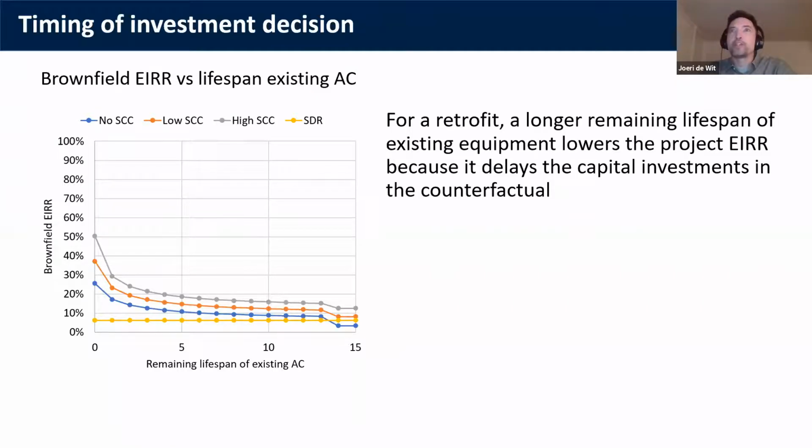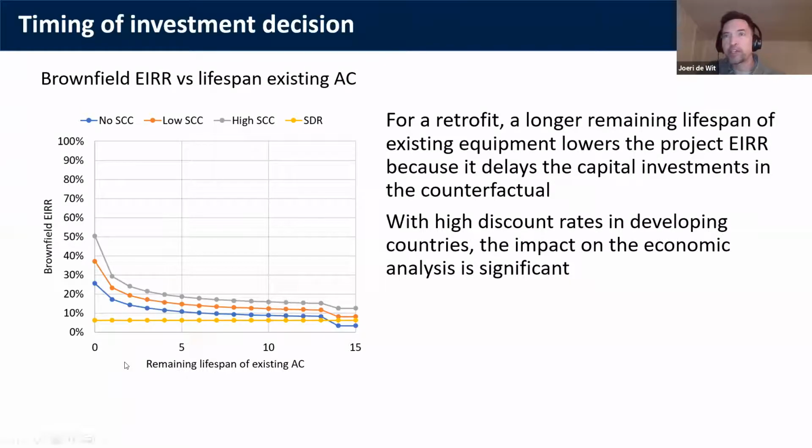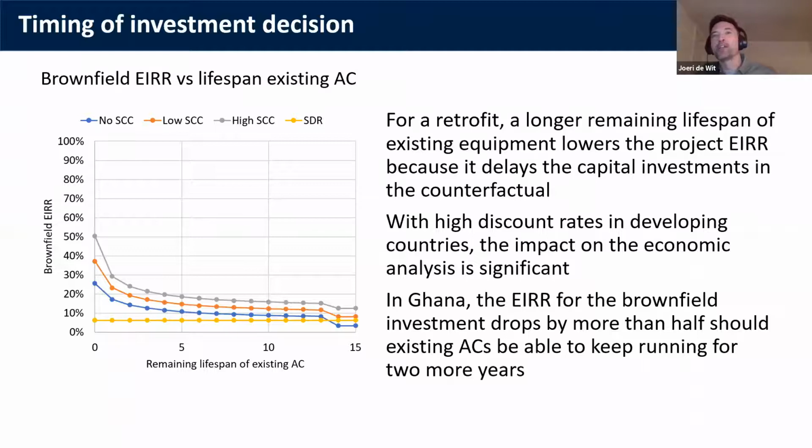So for a retrofit, a longer remaining lifespan of existing equipment lowers the project EIRR because it delays the capital investments in the counterfactual. With high discount rates in developing countries, which impact the discount rate for the economic analysis, you can see the impact is quite significant. In Ghana, the economic internal rate of return for brownfield investment drops by more than half should existing ACs be able to keep running for 2 more years.